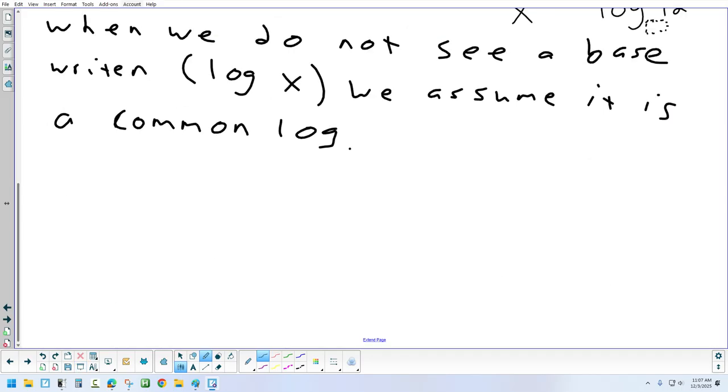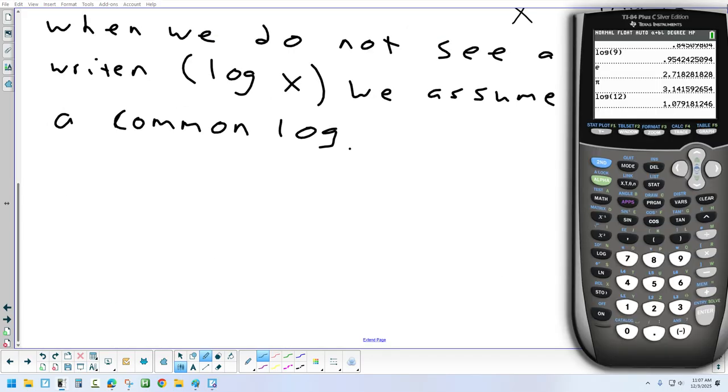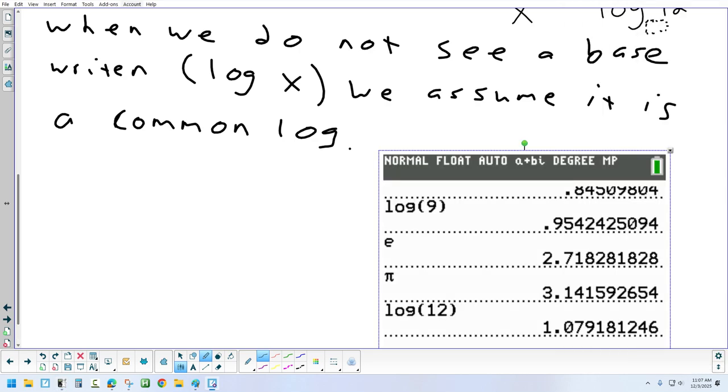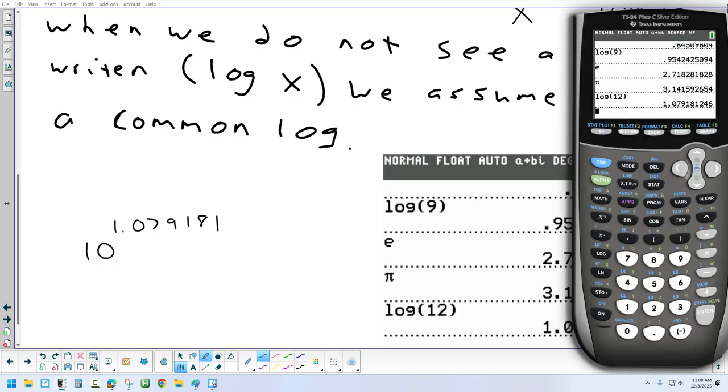And if you look at the answer that we just got, let's just look at it for a second. When I took the log of 12, I got 1.07918. Well, watch what happens if I take my base, which is 10, and I raise it to the 1.079181 power. Watch what you get. Anybody have a guess what you're going to get? Going to get 12. Yeah. Okay.